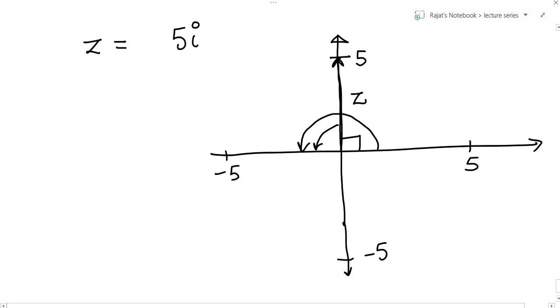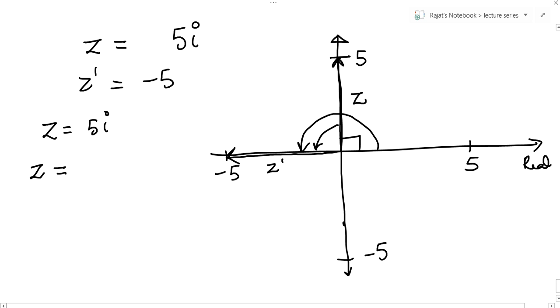You can see from the diagram very easily, if this is the complex number, by rotation by 90 degrees, I'll get this complex number. z dash should be equal to minus 5, and there will be no iota because z dash is on the real line. So there will be no iota. It's a real number. Now let us use our formula. I have z is equal to 5i. I want to rotate it by 90 degrees in anti-clockwise direction. To rotate any complex number by 90 degrees in anti-clockwise direction, all you need to do is multiply by iota. So 5i into iota, 5i square, this is minus 5.